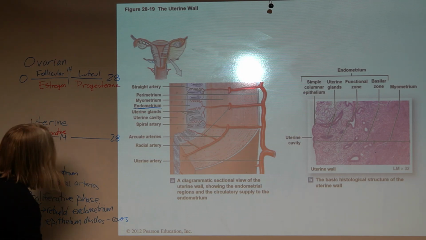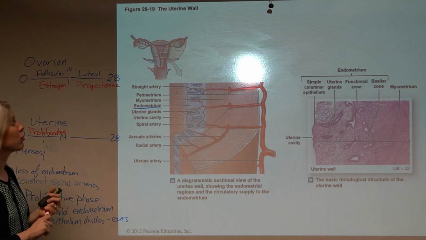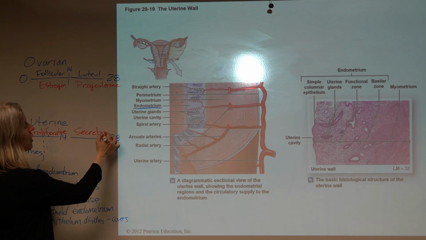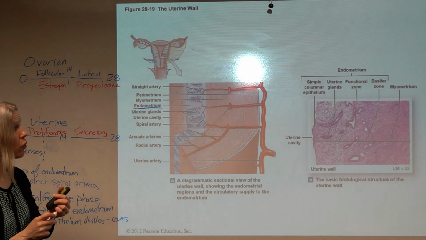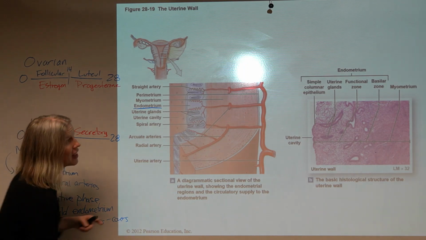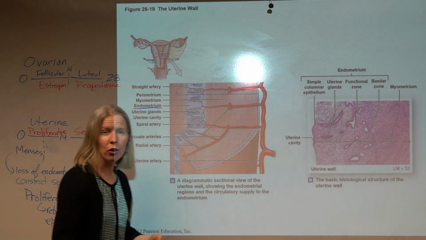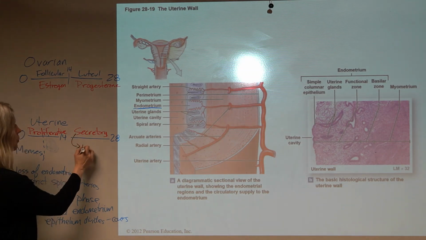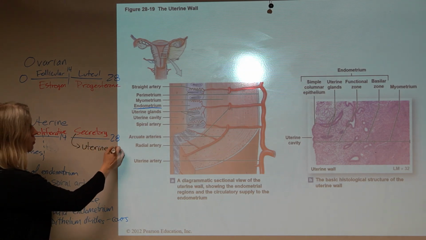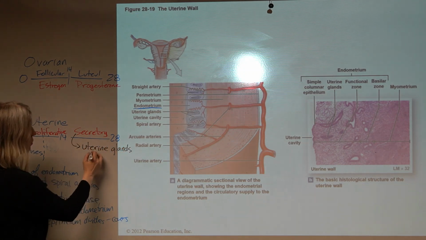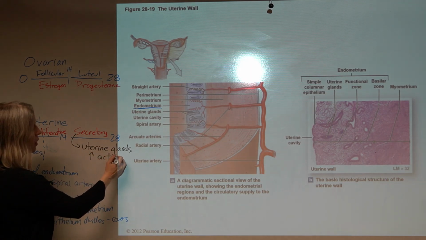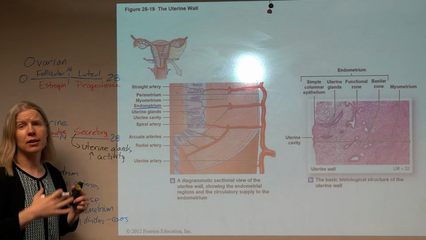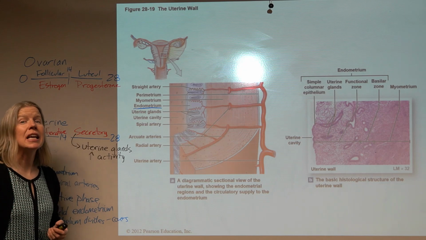The second half of the month now becomes dominated by progesterone, and that causes us to enter the secretory phase, as in secretion. So these uterine glands that have been shed and now rebuilt, these uterine glands are going to become more active. So they increase their activity. Again, that's making this glycogen-rich mucus that's lining the uterus and is going to be important in implantation.